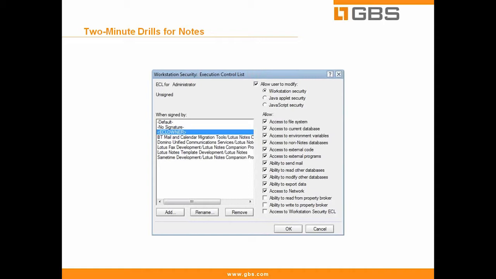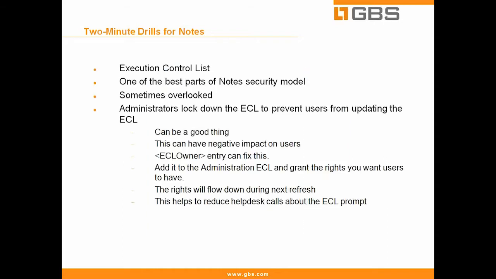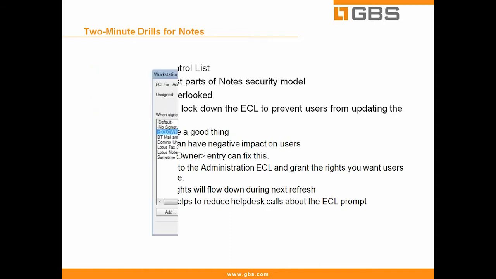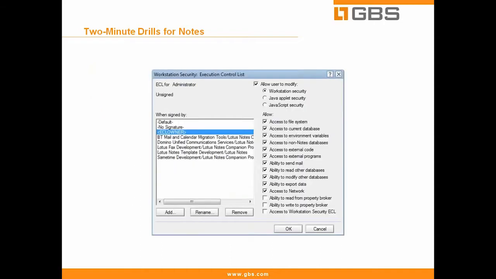So Ted? Yeah. Just to interrupt real quick, a question came across asking, can you explain the difference between an ACL and an ECL? Right. The ACL, the access control list, controls access to the database. So that tells the user whether they have reader access or author access or manager access to a database. The execution control list shows what they can do once they're in the database.